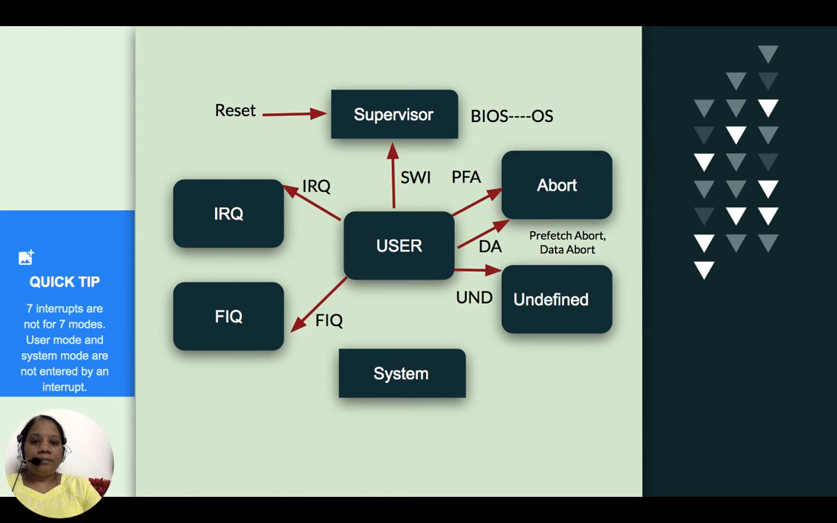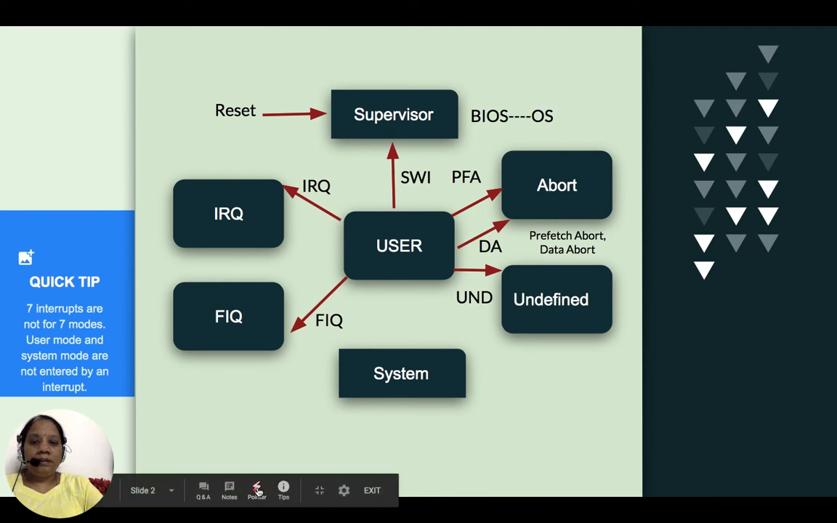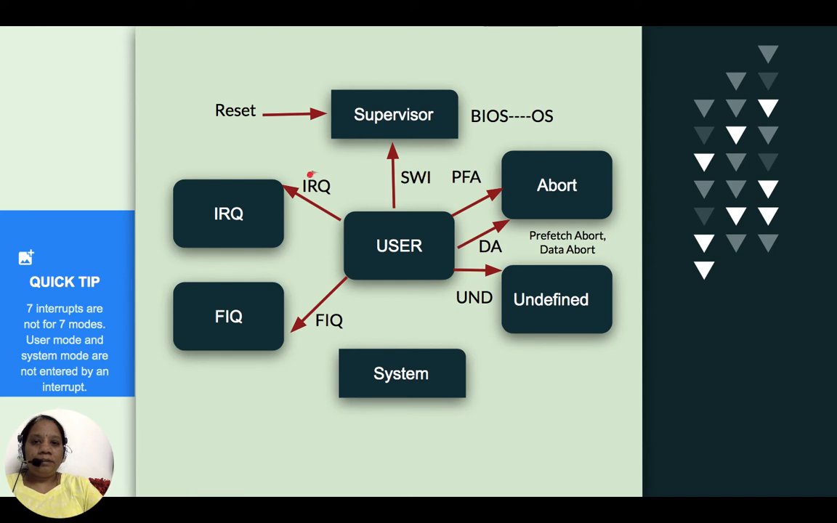So that sums up to the 7 different interrupts. The 7 different interrupts are: first the reset, then the software interrupt, then IRQ and FIQ for answering the interrupt requests, then prefetch abort and data abort for entering into abort mode, and undefined for entering into the undefined mode.